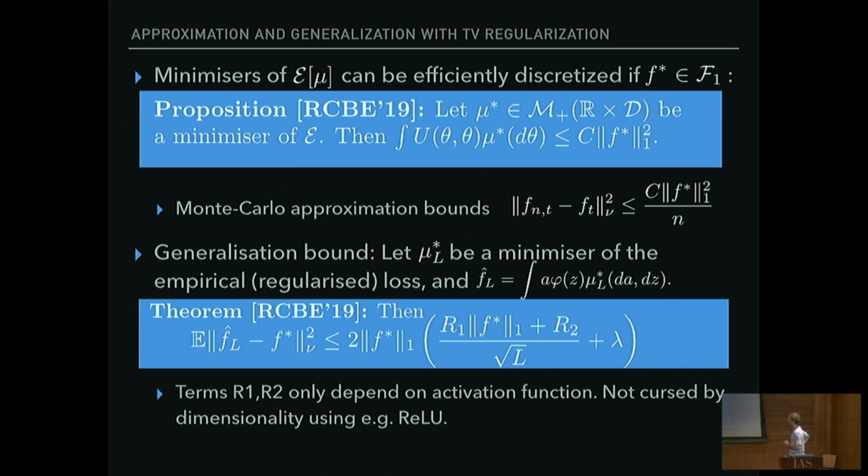And the other thing that we have is a generalization bound. So if I have a minimizer of the empirical loss, using just the empirical data, and I minimize this objective function, I can control, on average, the distance with respect to f star by something that depends on the total variation of the function and has the non-parametric rate of 1 over square root of L.